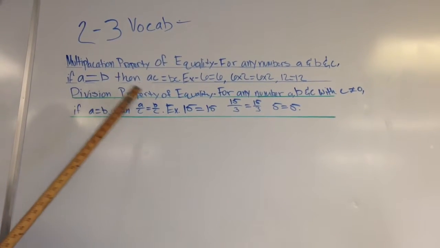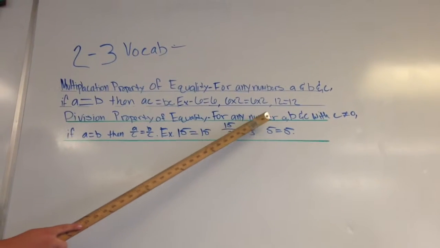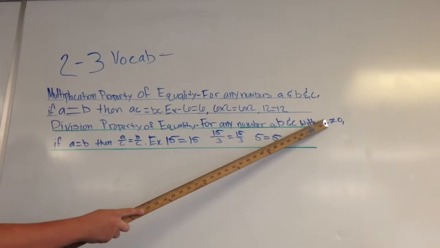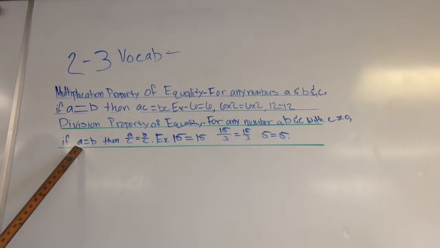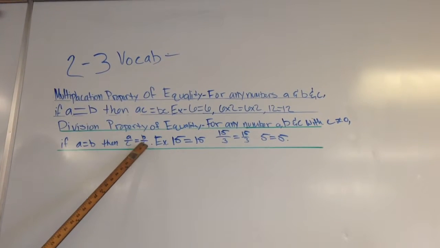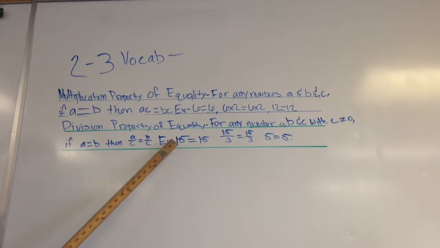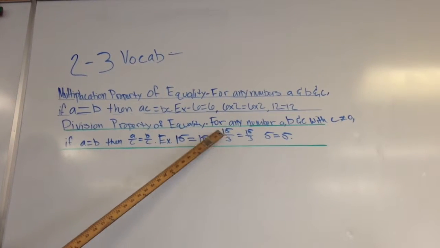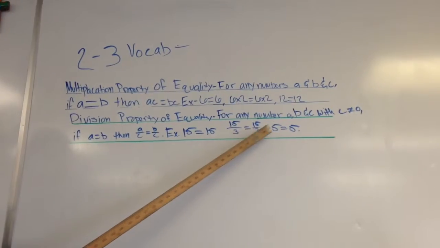Next is the division property of equality. For any numbers a, b, and c, but c must not equal 0, if a and b equal each other, then it can be said that a over c is equal to b over c. For example, if a and b both equal 15, and you divide both by 3, then they will both come out to 5.